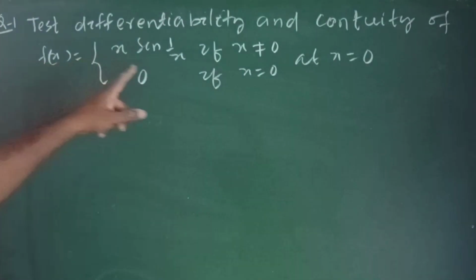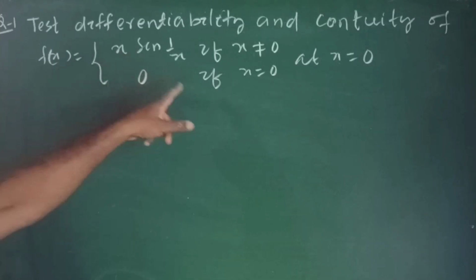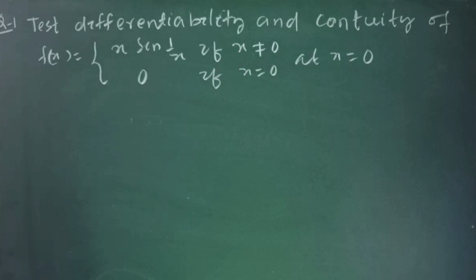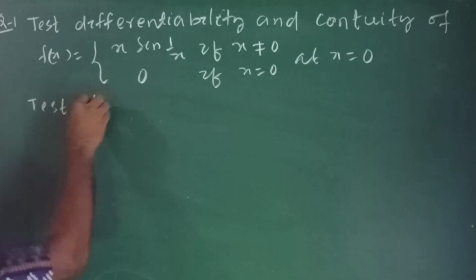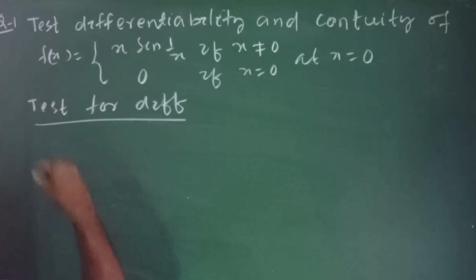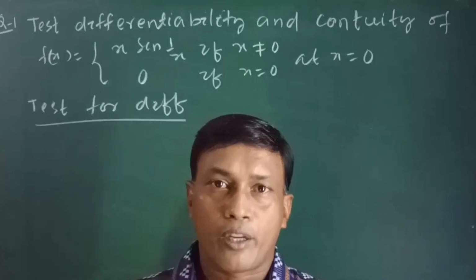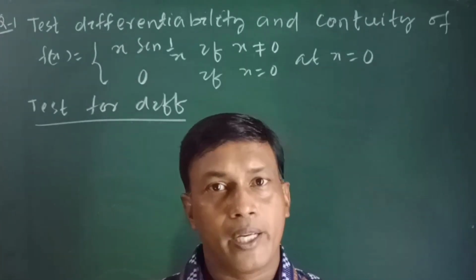Now to test the differentiability and continuity of f of x is equal to x into sin 1 by x if x not equal to 0, 0 if x is equal to 0, at x is equal to 0. So in order to test differentiability and continuity we have to first test the differentiability. So differentiability test करने के लिए in order to test differentiability there are two methods. Either find f dash a if exists then it is called differentiable, or LHD is equal to RHD.